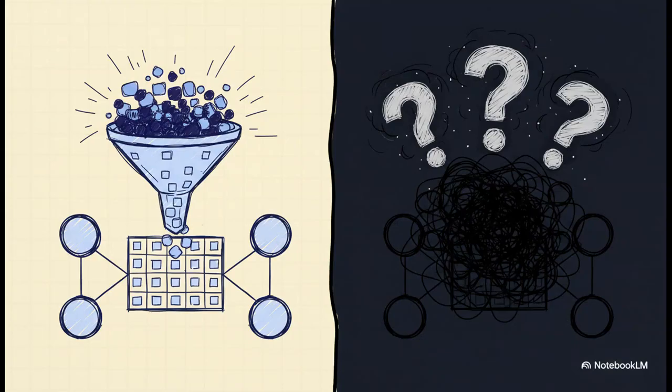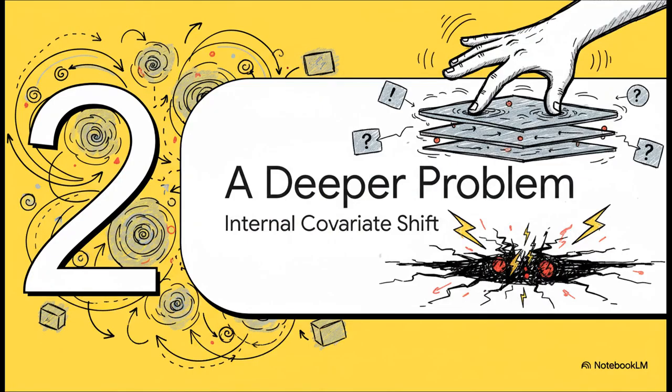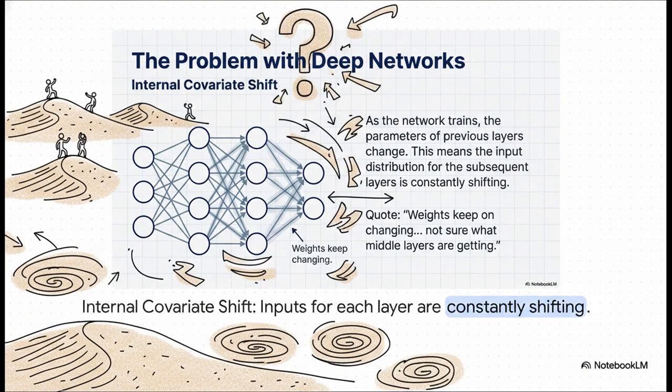Okay, so problem solved, right? Well, not so fast. Here's the twist. Taming the data at the front door is absolutely essential, but it doesn't solve a much more subtle, much trickier problem that's happening deep inside the network itself. Yeah, there's this deeper, hidden instability that can honestly bring even the most powerful networks to a grinding halt. This problem has a fancy name, internal covariate shift.